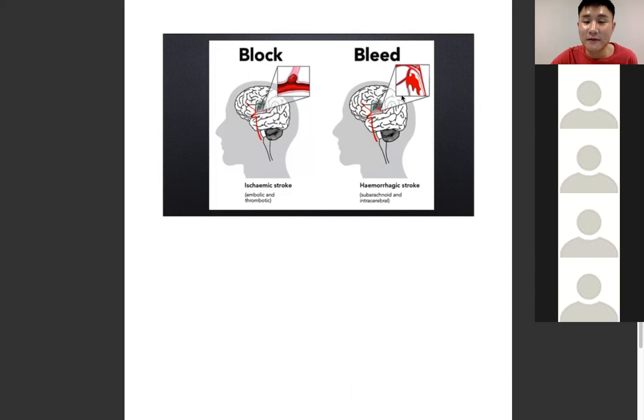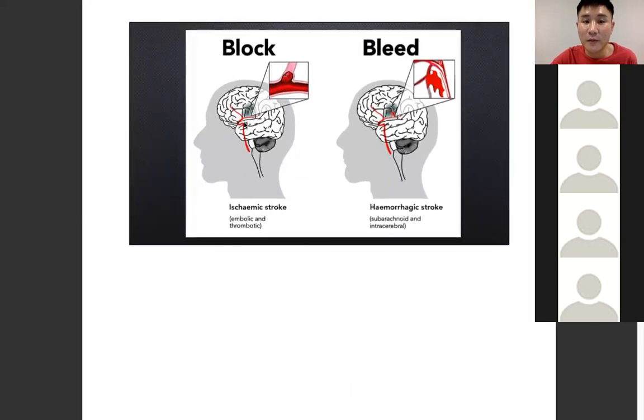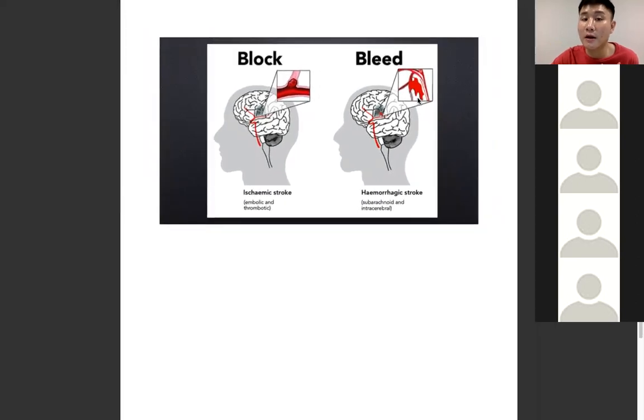Okay, so this is the blockage where an artery is prevented from perfusing blood to the brain by a clot. There's no blood coming to this area of the brain, and it causes brain death in this area. Whereas here, the blood vessel is broken, so burst, and it's bleeding around this area, and also because it is burst, there's no blood going to that area, so it also causes brain death. But the cause is different, so the treatment is different.